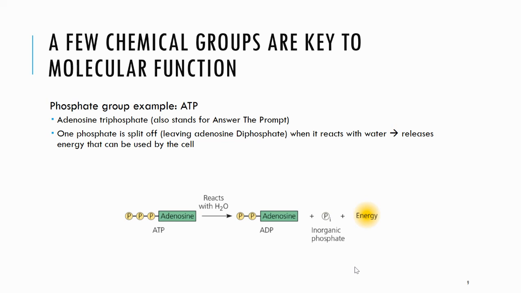What happens for ATP to be our perfect energy molecule is one phosphate, because it has 3, is split off, which leaves us with adenosine diphosphate when it reacts with water. And when that happens, we have a release of energy that can be harvested and used by the cell.